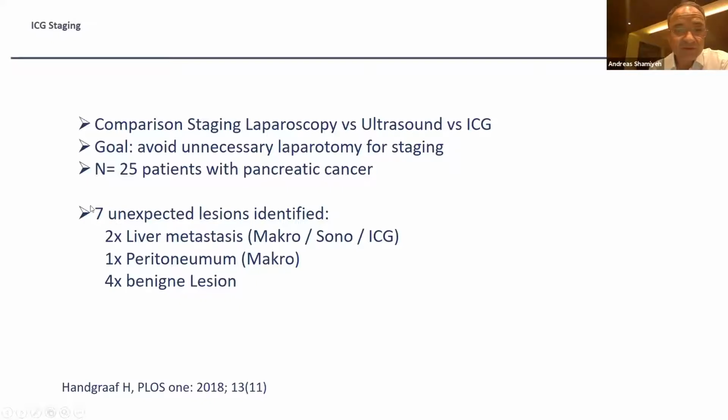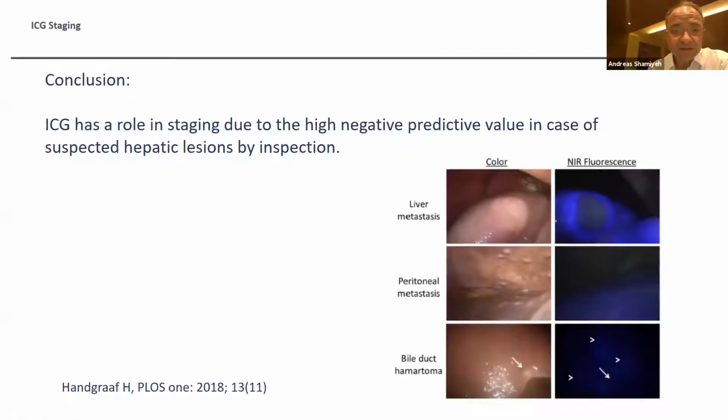And they could find in 25 patients seven unexpected lesions. So this is almost 22%, and 4 of them have been benign, but 2 of them out of 25 patients had liver metastasis, which they didn't expect. So the authors conclude on that paper, which was published 2 years ago, that it has a role in staging due to the high negative predictive value in case of suspected lesions, and if there was no doubt at all, they could find it also by use of this technique.